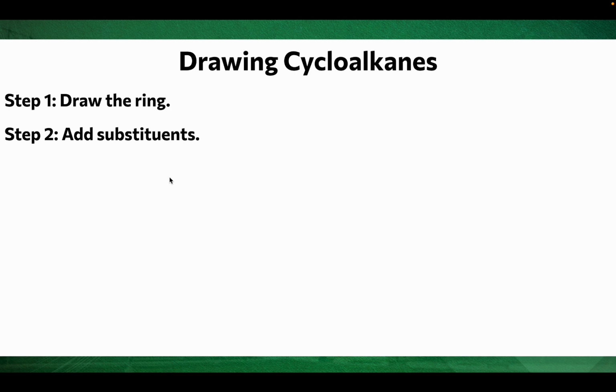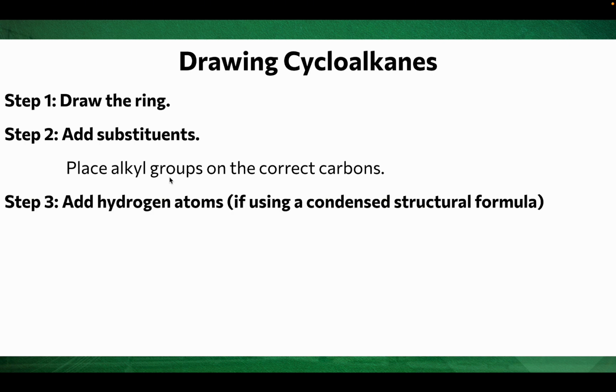Now, how do we draw cycloalkanes? First is you draw the ring. Second, add the substituents. So you have to add the alkyl groups on the correct carbon. Step 3, add hydrogen atoms if necessary. Carbon is tetravalent, so you need to have 4 bonds. Step 4 is to check.